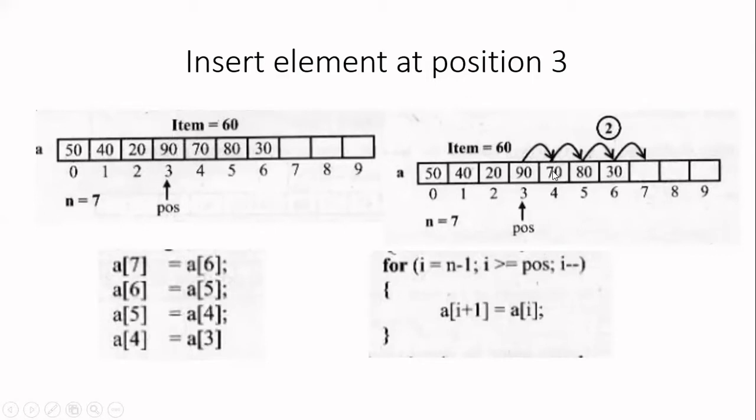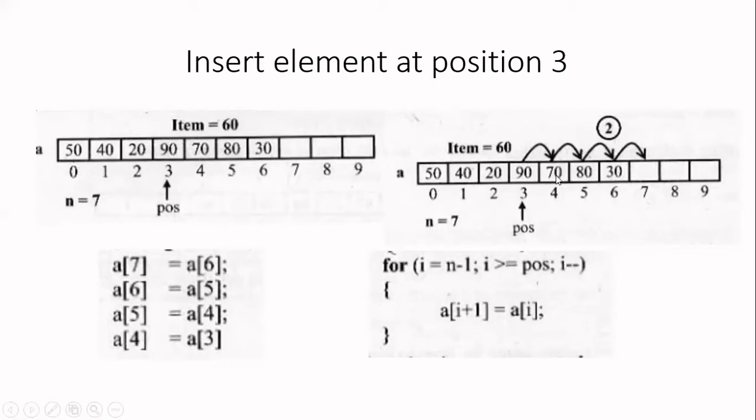So in that case, already at index 4 I have 70. That should be moved to index 5. Whatever is at index 5, 80, that should be moved to index 6. Then at index 6 we have 30. That should be moved to index 7. At 7 you don't have anything, so no need to move anything.